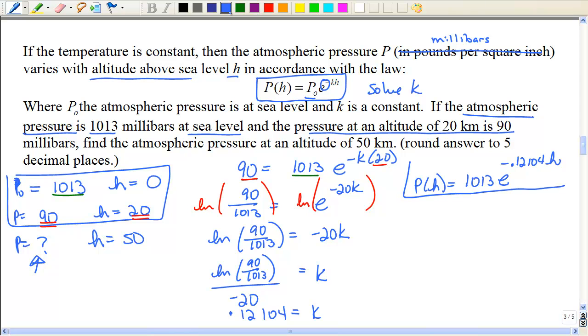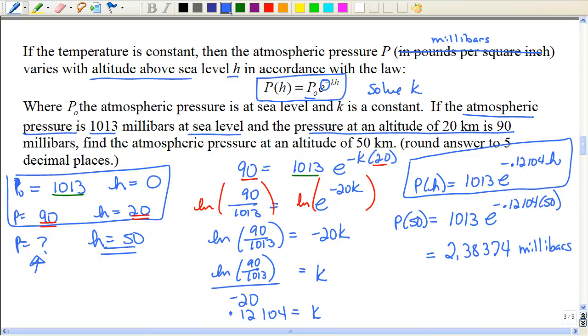e to the negative 0.12104H. So now, no matter what H is, I can find the atmospheric pressure. But they ask us for what that pressure is when H is 50. So I'm going to plug in 50 for H. I'm going to reach for my calculator, type all that in, so you can tell the pressure goes down quite a bit as you go up in altitude.